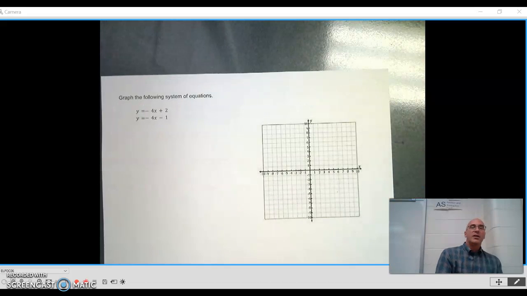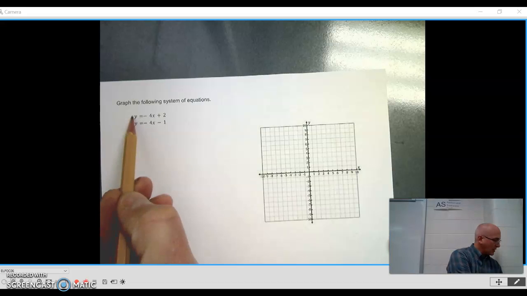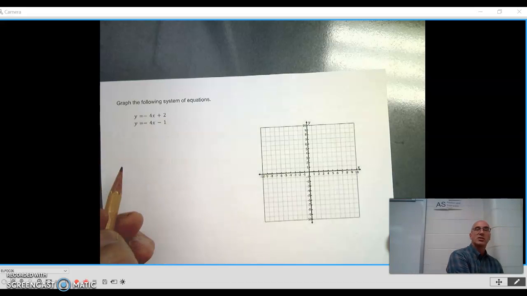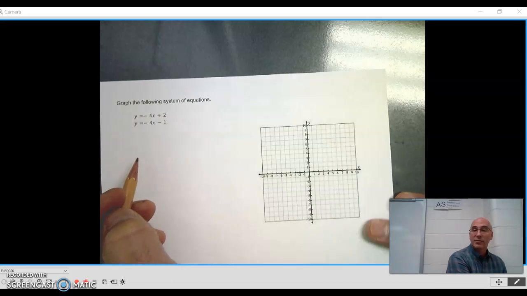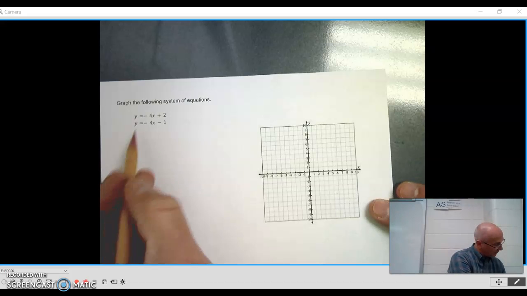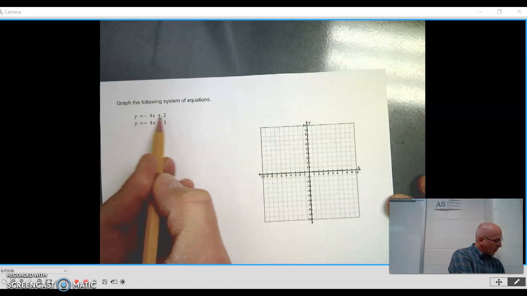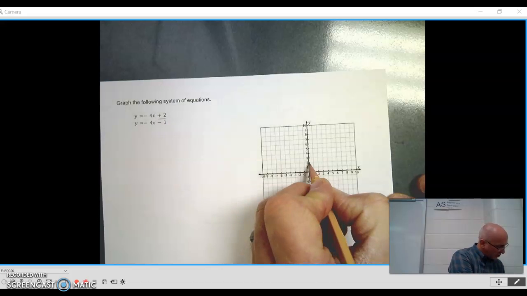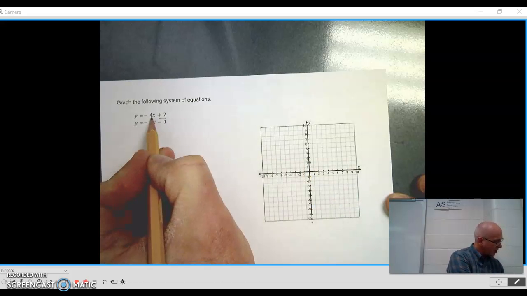I have these two systems, y equals negative 4x plus 2 and y equals negative 4x plus 1. Let's graph them both on the same coordinate plane. Now we can see that both of these are in slope-intercept form already. We don't have to do anything to them. You're welcome. All right, so the first one, we have a y-intercept of 2 and a slope of negative 4.